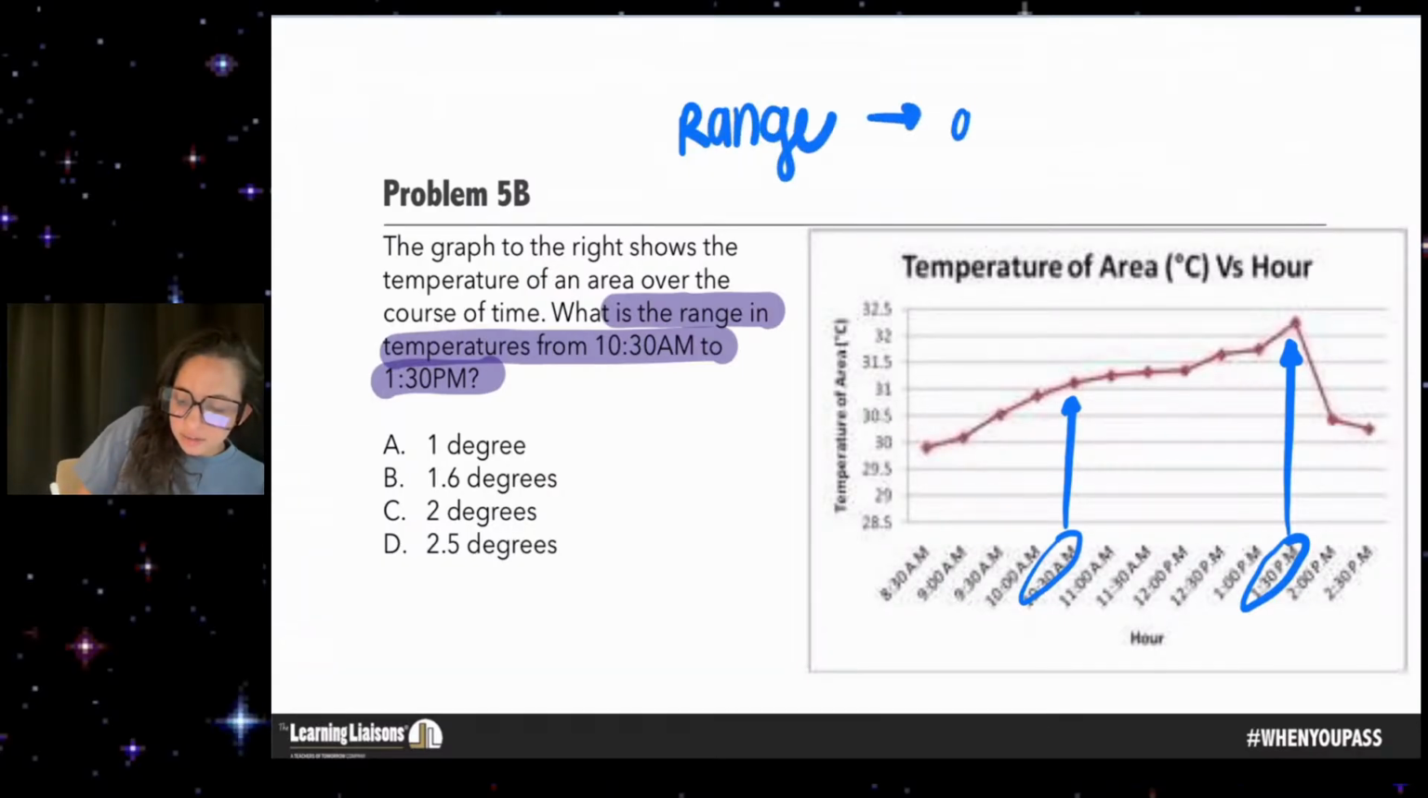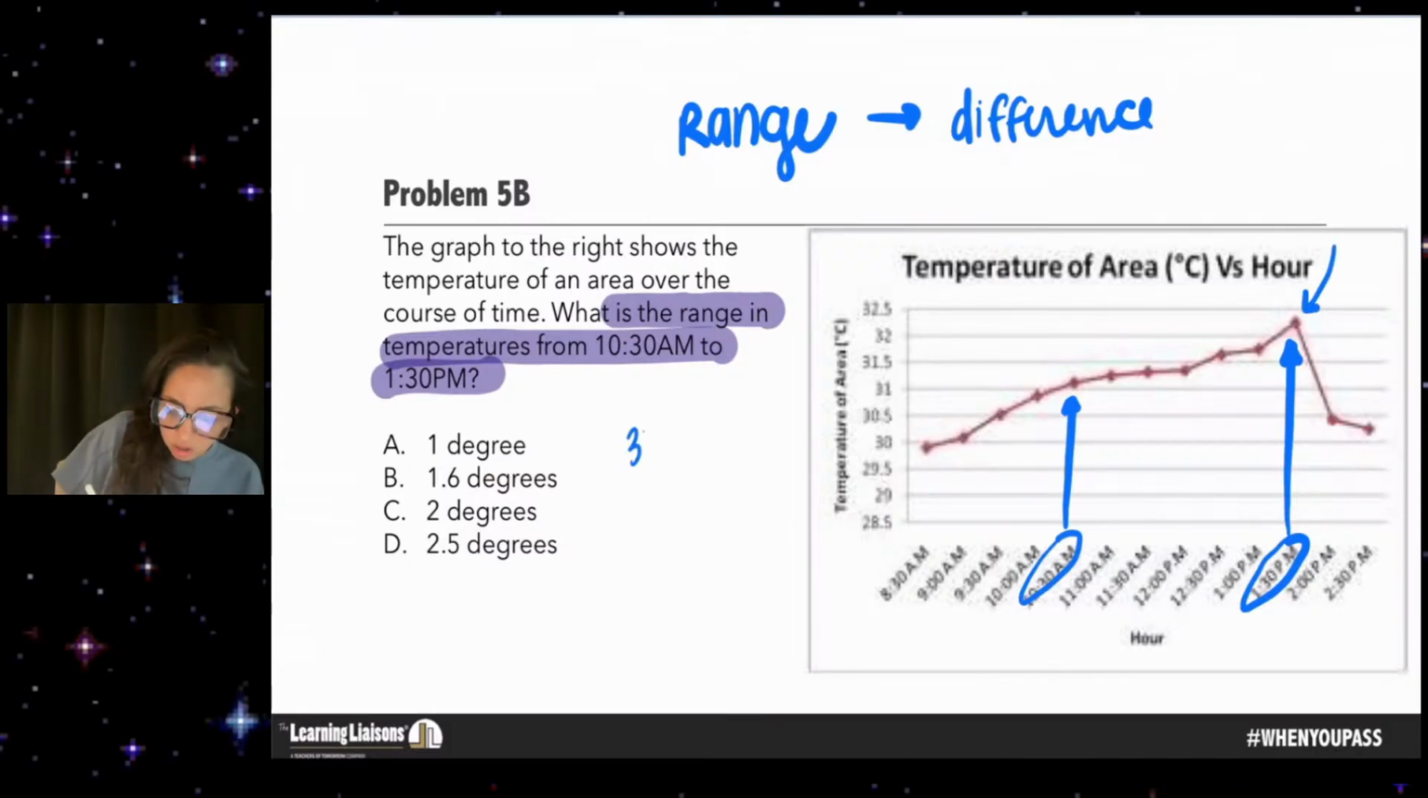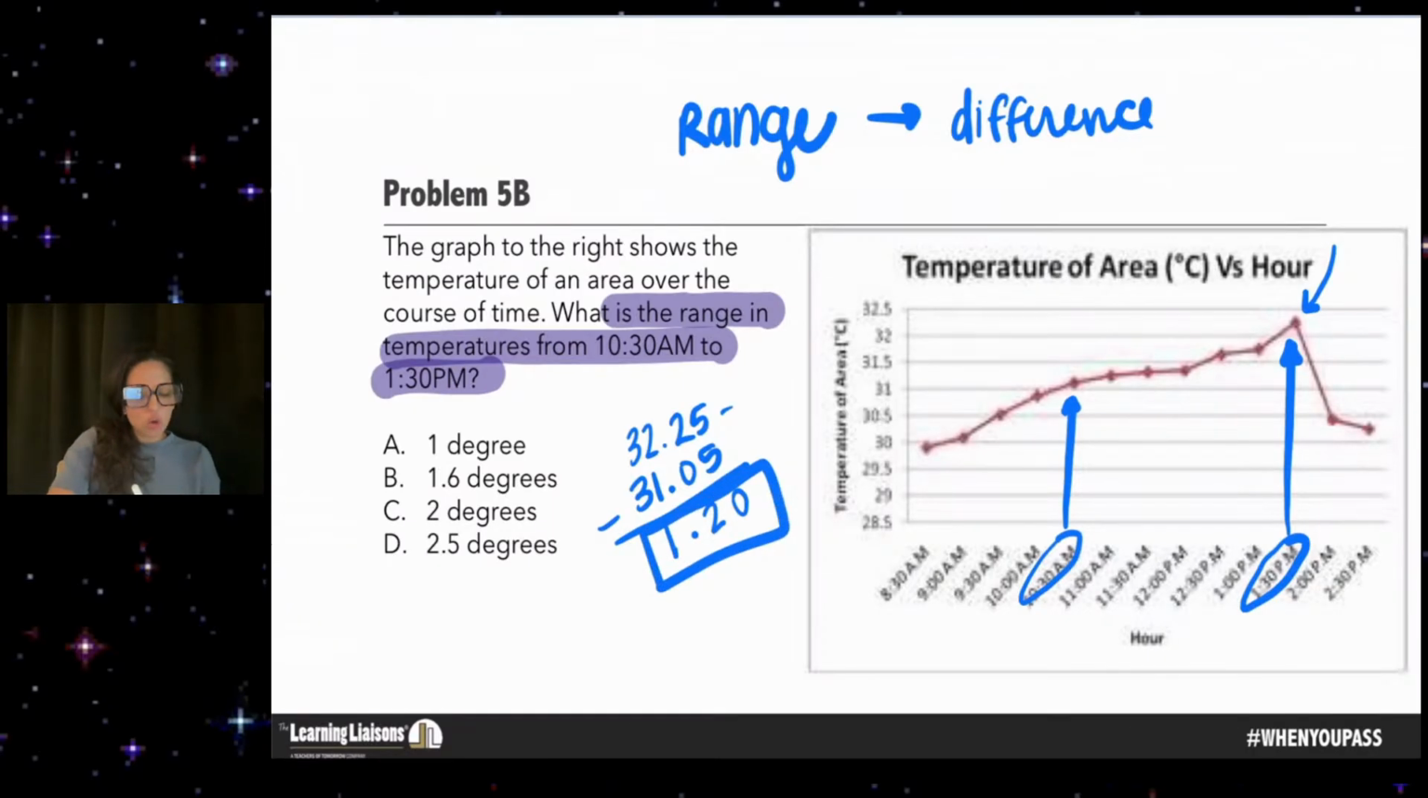is just the difference. We're not counting, we're not adding, we're just taking the difference. So the temperature right here is between 32 and 32.5, so we'll call it 32.25. And the temperature right here is just above the 31, so we'll call that 31.05. Subtract: 0, 2, 1. 1.2. That is closest to 1 degree, not 1.6.